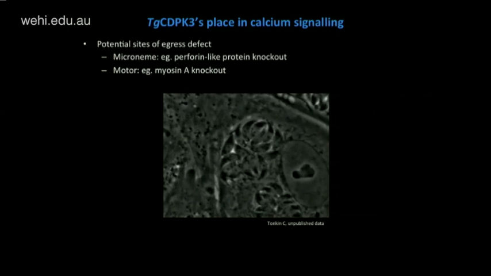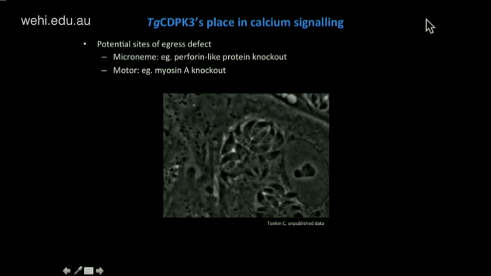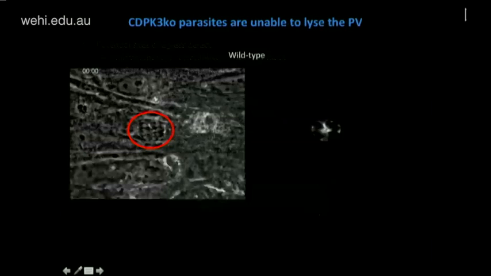Does that mean that they're also not able to release their micronemes? So we transfected parasites with a copy of a fluorescent protein called DsRed, which was targeted to that parasitophorous vacuole. And these parasites then had motility prevented by adding an actin filament disruptor. So these parasites can't go anywhere, but they can still release their micronemes normally.